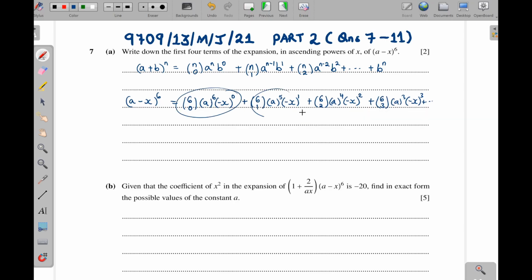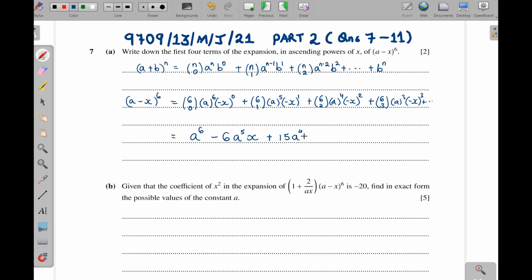This is the first, second, third, and fourth. So this one is going to be a power 6. Then 6 combination 1 is 6 times the negative 1, that will be minus 6. Then a power 5, and then x to the power of 1. Then 6 combination 2 is 6 times 5, that is 30 divided by 2, that is 15. And then the square of the negative becomes a positive. So here we shall have positive 15.